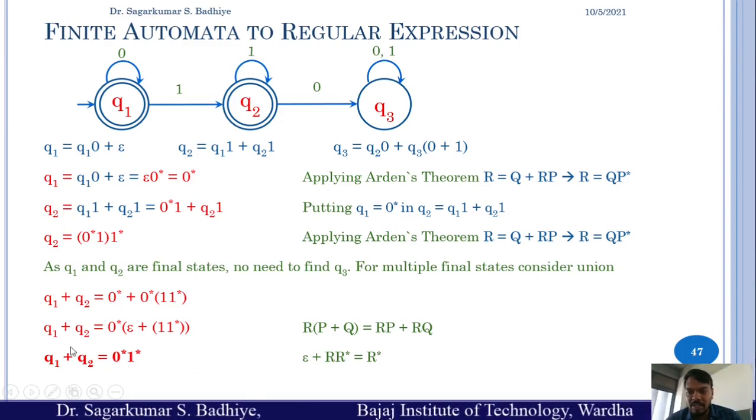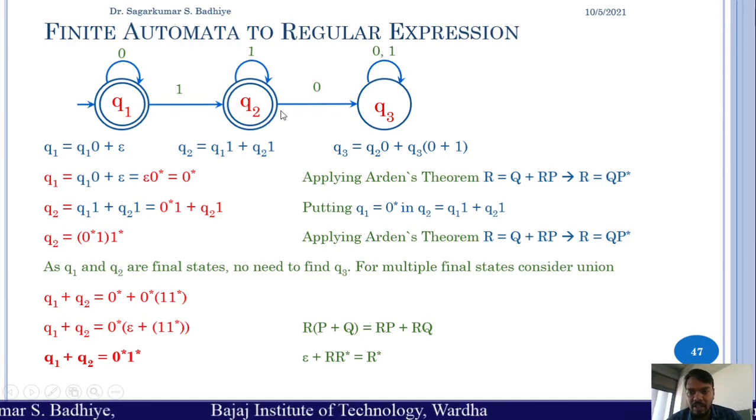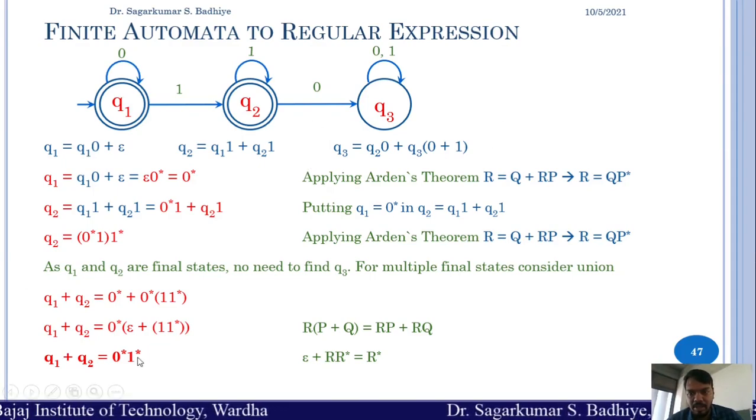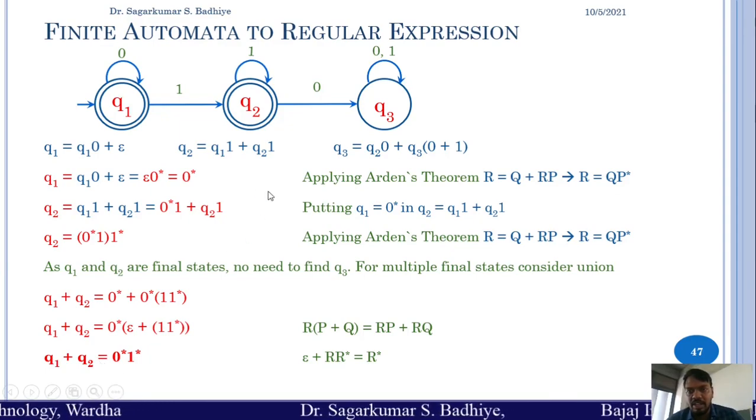Here we have considered union because there were multiple final states. If there was a single final state, we would have considered a single equation, as we did in the previous example. So this is about the regular expression wherein there are multiple final states.